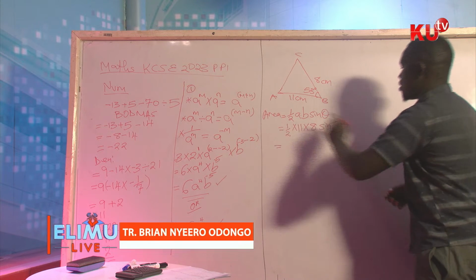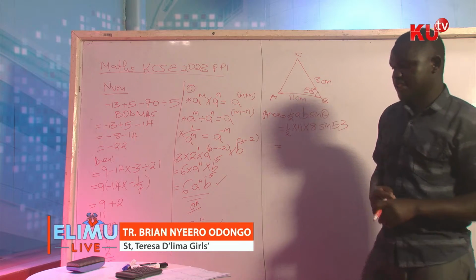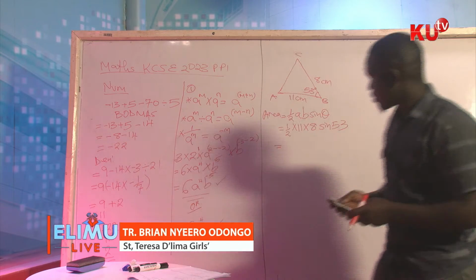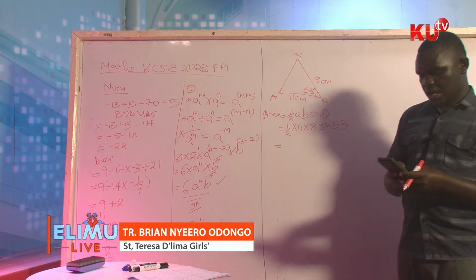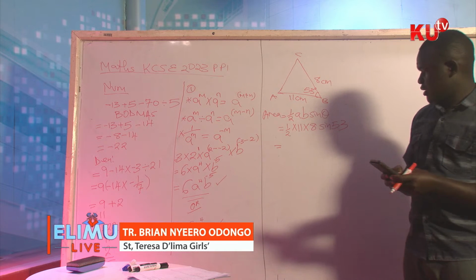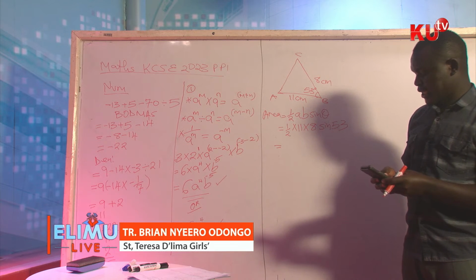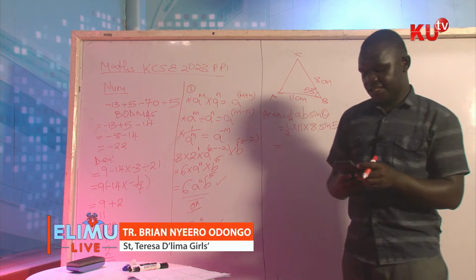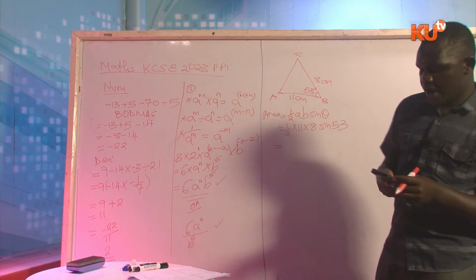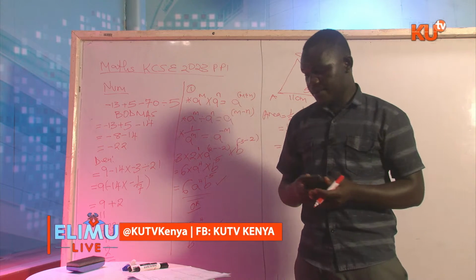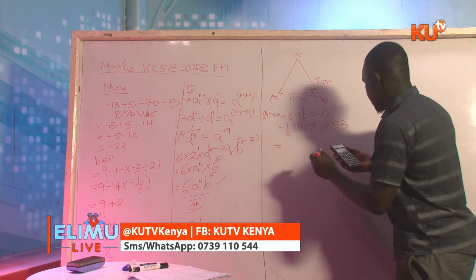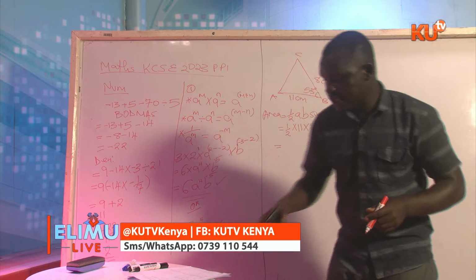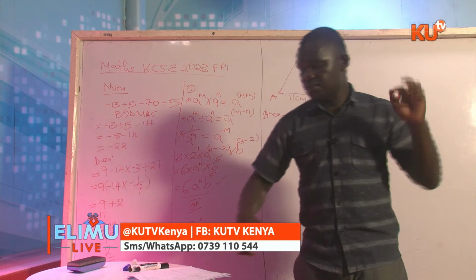Now, with the help of your calculator, let's see what it is giving. So you key in a half times 11 times 8 sine 53. You should be getting 35.1399. But remember, the question says the answer should be correct to 2 decimal places.